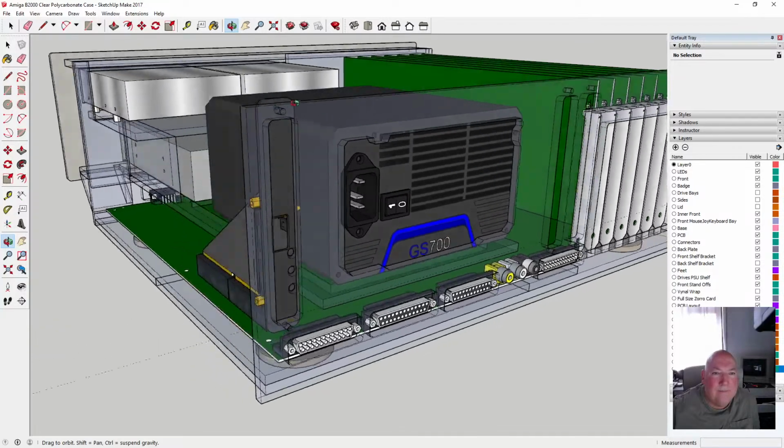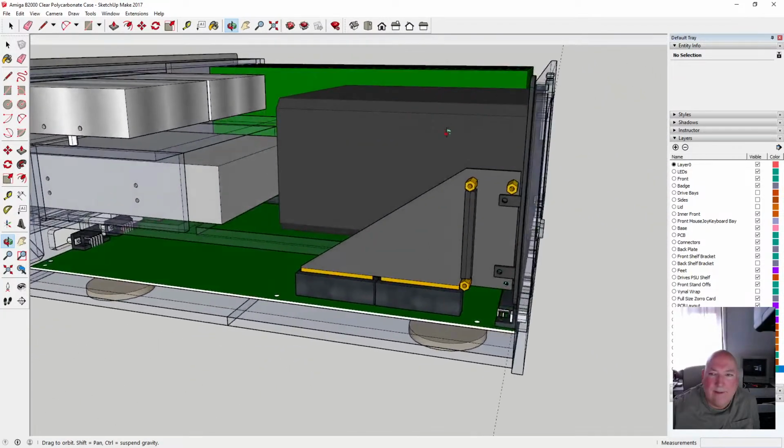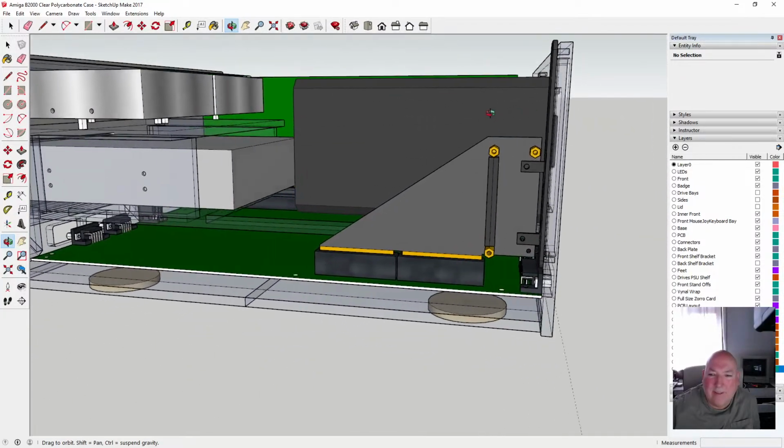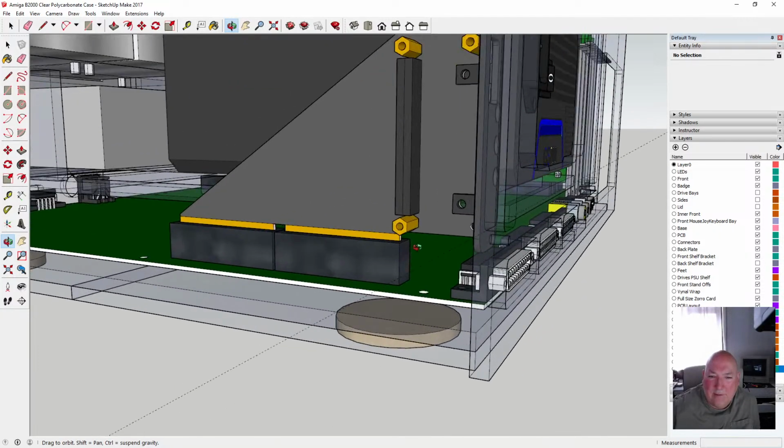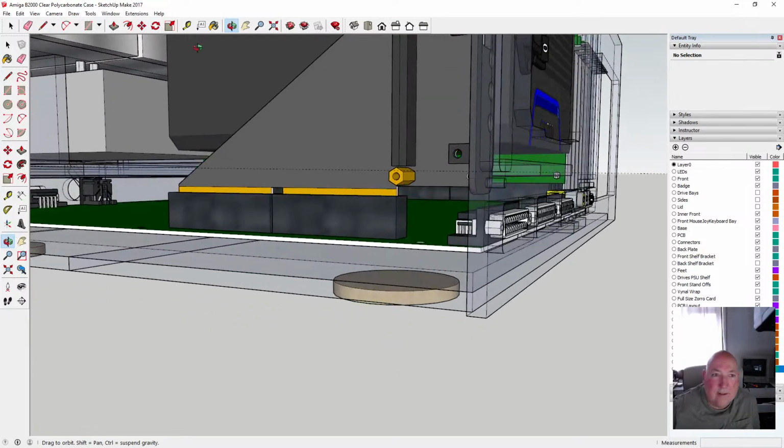Now, it's a little bit weird. Right. The height of the cards, right? Let's just check the height of the card off the board. 18.5. Let's just make sure that's right.